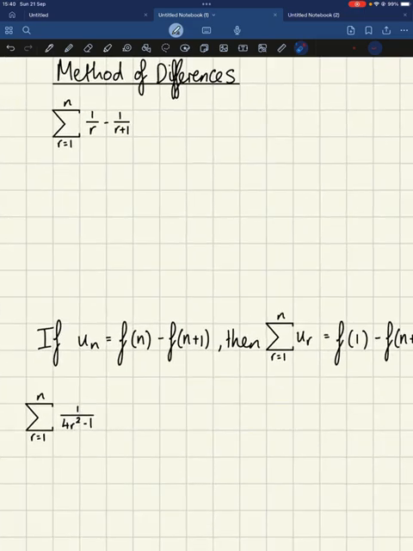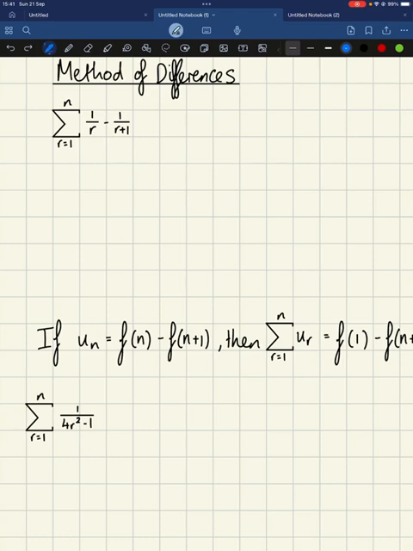So if we look at the first example over here, we've got the sum from r equals 1 to n of 1 over r minus 1 over r plus 1. We can't use any formulas like n plus 1 over 2, because there's no formula we know for 1 over r or 1 over r plus 1. So what do we do here? Basically, we just start writing out the sum.